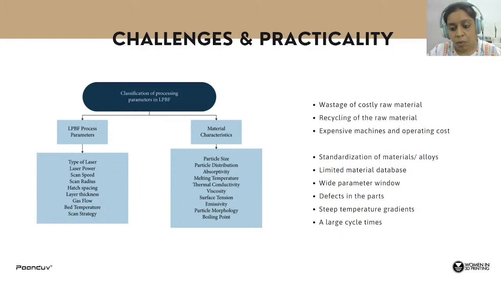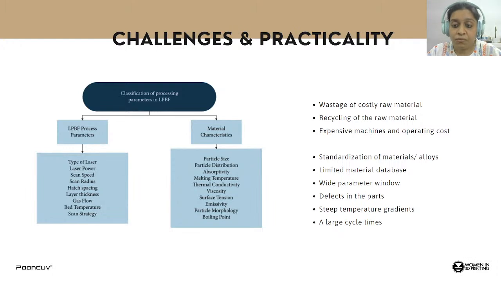So if I consider, let's say, that only 12 parameters are important in my case, the experimentation needed to optimize those parameters will be 2 to the power 12, which is 4096 experiments, and that is a huge number. I think one has to spend a few years to get those optimized parameters. Apart from that, there is a wastage of costly raw material, because these raw materials are prepared by some advanced techniques, and the raw material costs are very high.